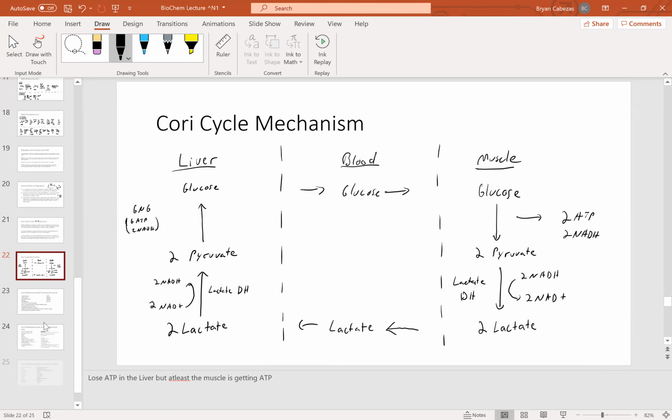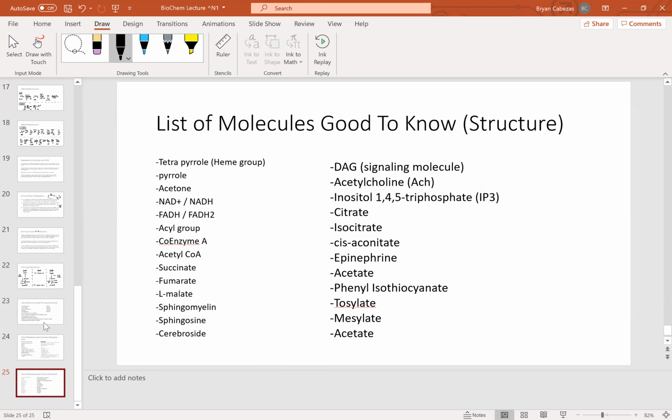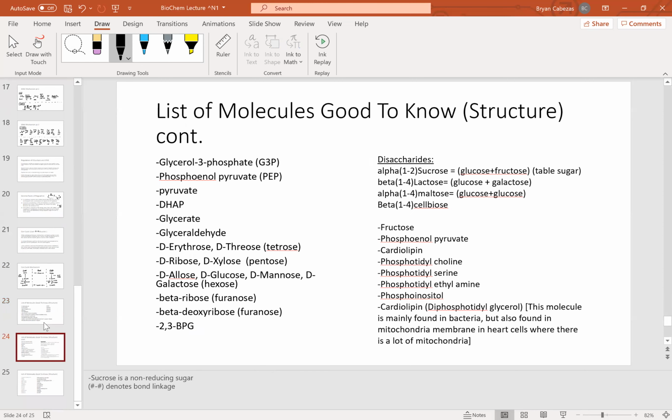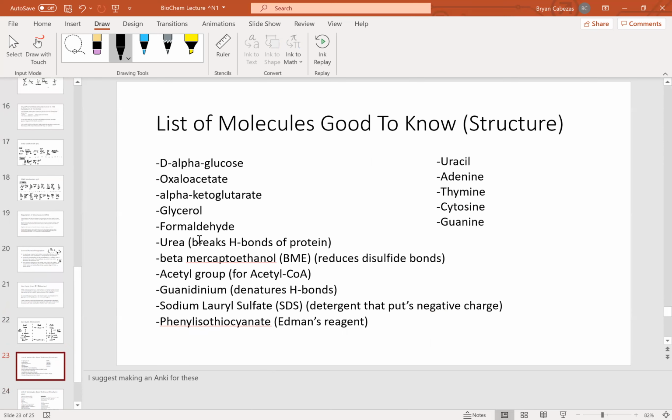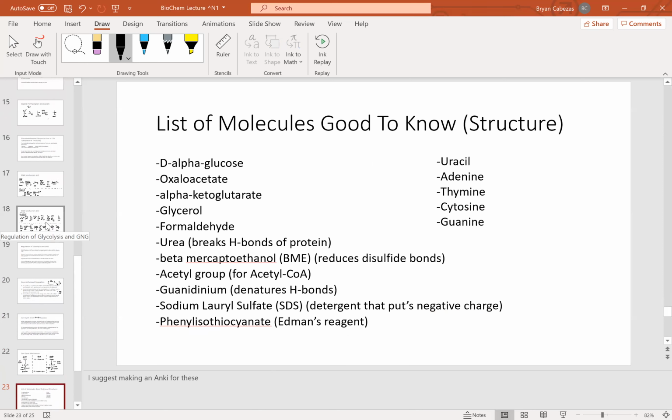And just remember, guys, this list here, I don't mean to scare you. But this is just a list of things I would highly recommend that you guys know. You could throw them onto an Anki deck and just practice them. They're really good structures to know. Some of them we already talked about, for example, alpha ketoglutarate and oxaloacetate in the Krebs cycle, and glucose, something we find constantly. These are really good structures and names to know, just in case they pop up on the exam.